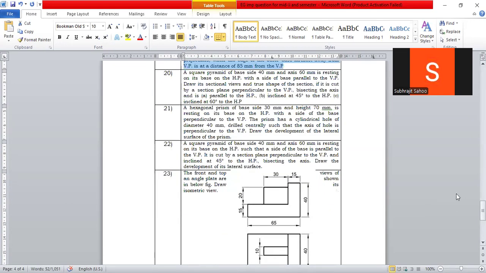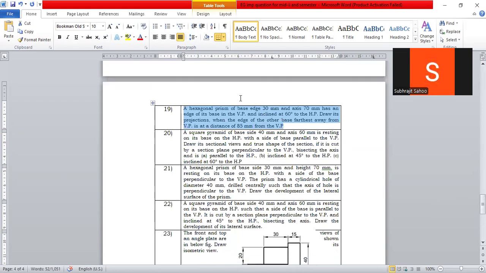Based on the importance I'm choosing the problem. Don't think that I will not solve the rest of the problems. Every problem I will solve. Let me solve today first this series 19, 20, 21, 22, 23. Let me finish first, then I will go for the next one. As I told, this is based on the importance only.